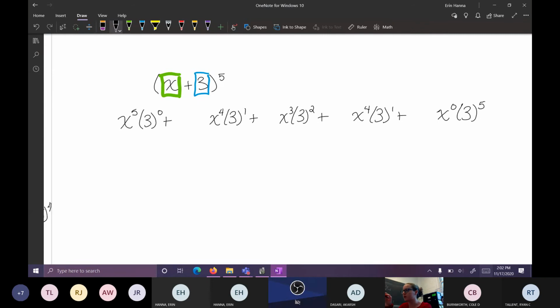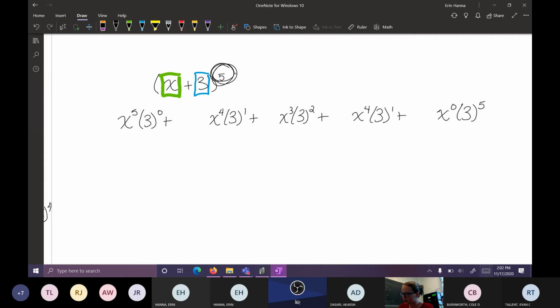So essentially that's the one piece of it, that it tells us we can break this up, and all of those terms are going to have their powers adding to 5, because 5 is the power that we want to expand this out to. So 5 plus 0 is 5, 4 plus 1 is 5, and so on and so forth.